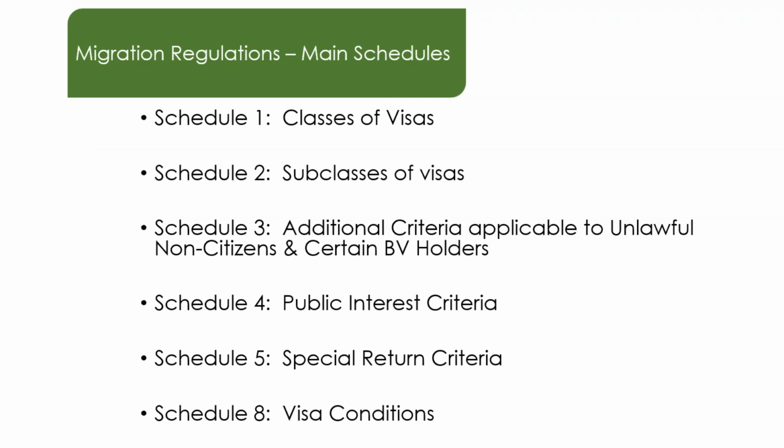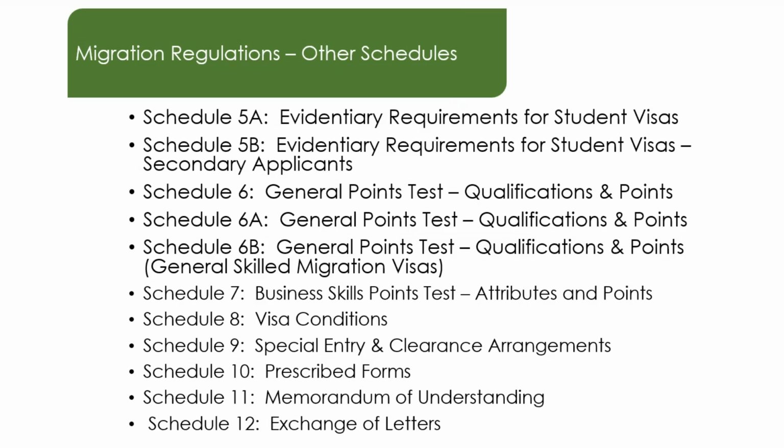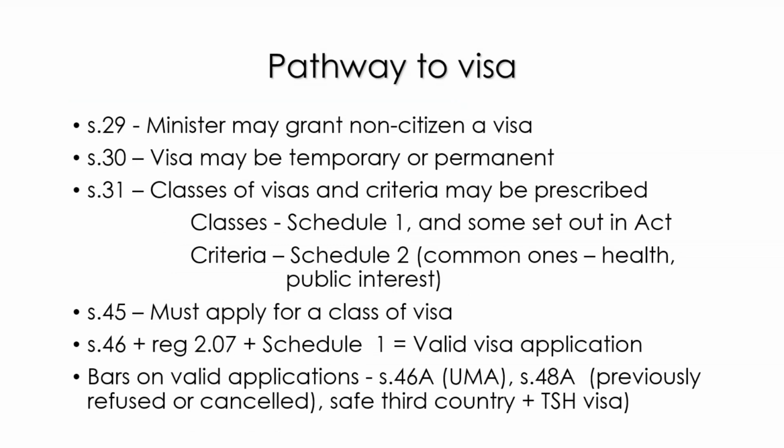The other schedules look at if someone's an unlawful non-citizen and wants to apply for a visa, and certain bridging visa holders, public interest, health and character requirements involved in there, a special return if you've been refused or cancelled before, conditions on your visa, Schedule 8, and then there's a whole other list of schedules around a whole lot of different visas. So it's very, very complex.